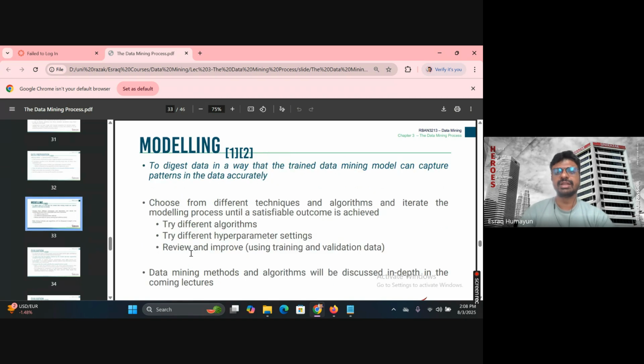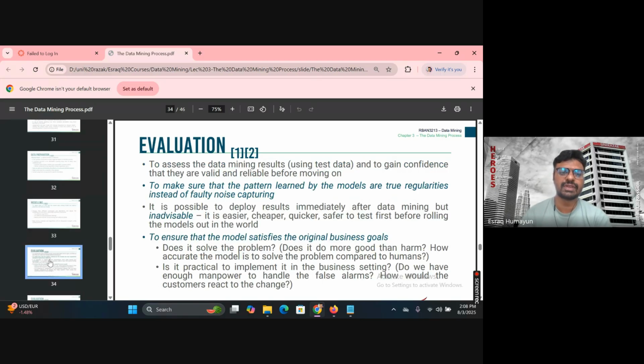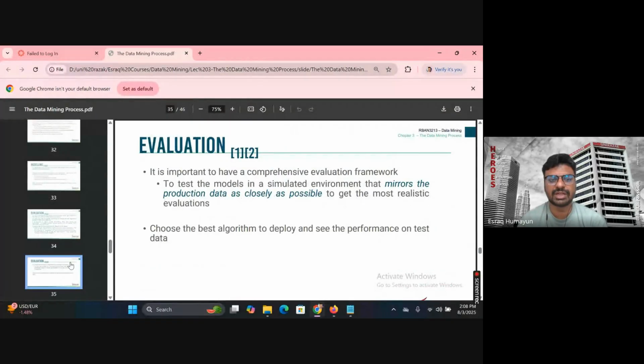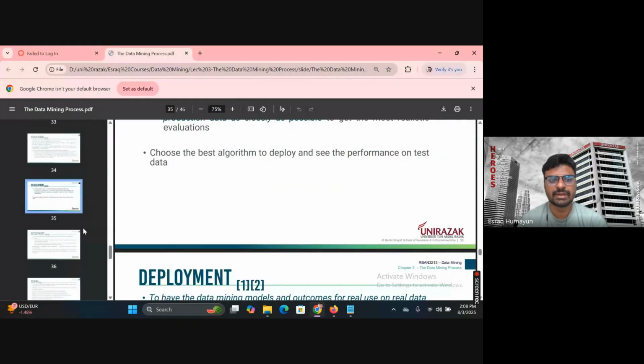And modeling, what algorithm you will implement on those data and what you will use. That is the modeling phase. We have already discussed it with a lot of slides. Then to assess the data mining result, test data to gain confidence, to make sure that we have discussed the steps, what steps you will follow, what the evaluation metrics are, and also the evaluation.